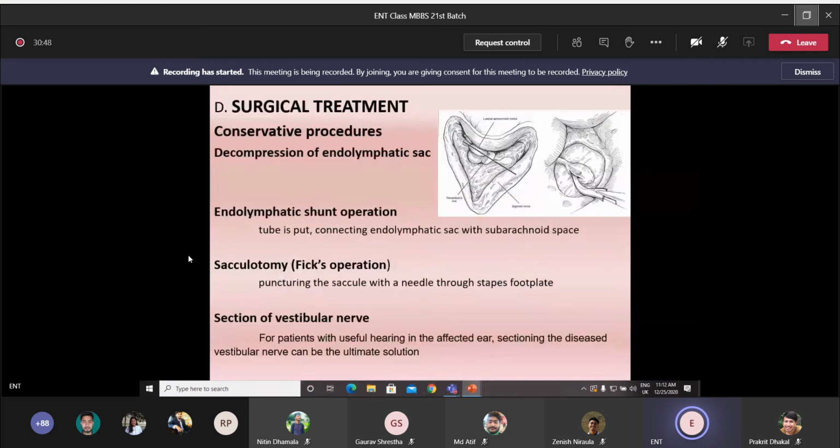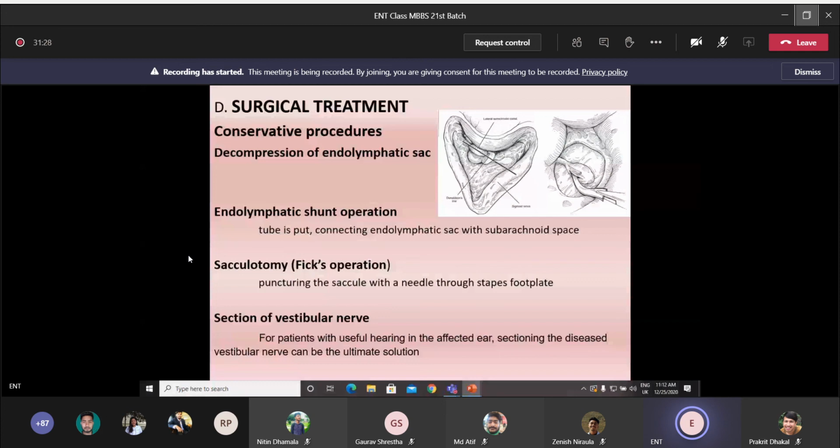Now comes the surgical procedure. If the medical treatment does not help, then surgery may be indicated. So there are various types of surgery. One is conservative. Under the heading of conservative procedures, you can decompress the endolymphatic sac. You can have a shunt operation and drain. There can be sacculotomy, that is puncturing the saccule with a needle through the stapes footplate. Another conservative surgery that you can do in case of Meniere's disease is section of the vestibular nerve.